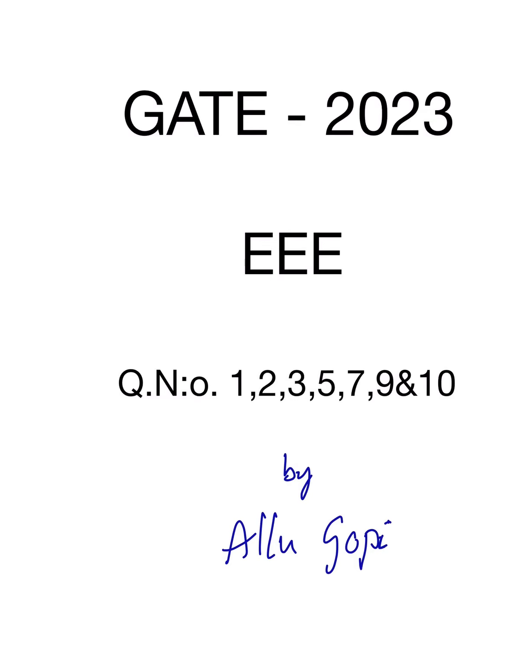Okay, in this class we see the GATE 2023 question paper for EEE. Question numbers 1, 2, 5, 7, 9 and 10 are all single mark questions. So the remaining three questions are theory questions. Not theory exactly, a little bit involved, problematic. Later we see that. Now see the first question.